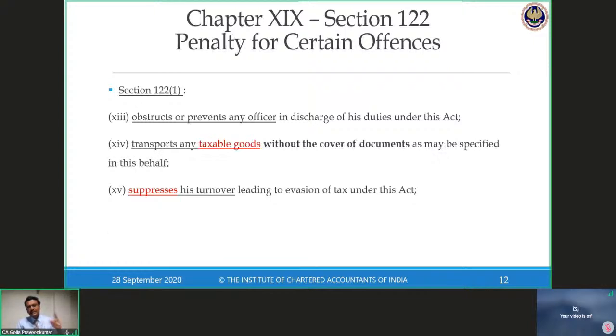Now, this element, suppression of turnover, when we read it as a theory, you will definitely not appreciate this. Get into the shoes of an officer. How, by all best possible means, he will apply to identify that there is a suppression. Please keep in mind, it is very important for the tax officer to establish evidence in a court of law to say that there is a suppression.